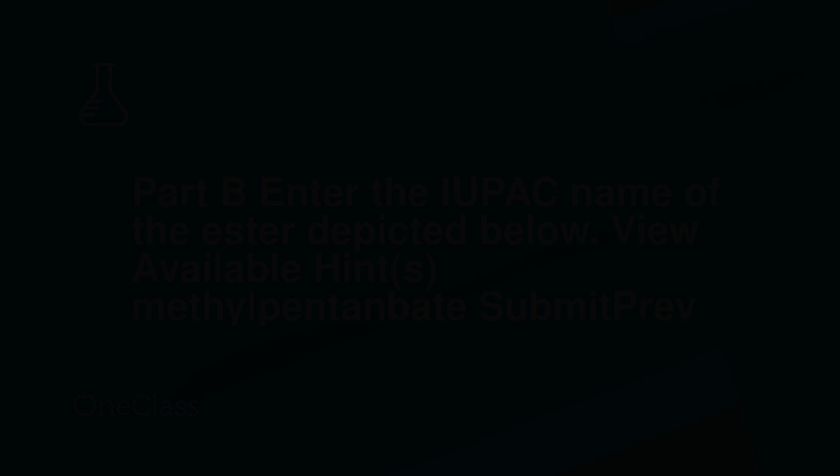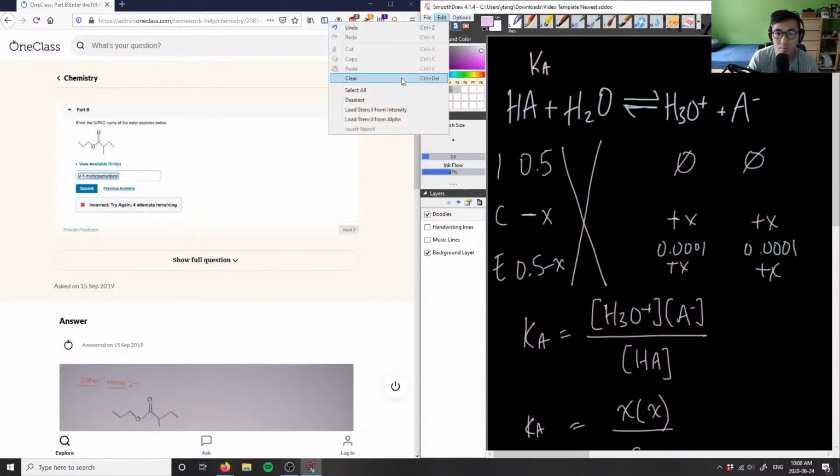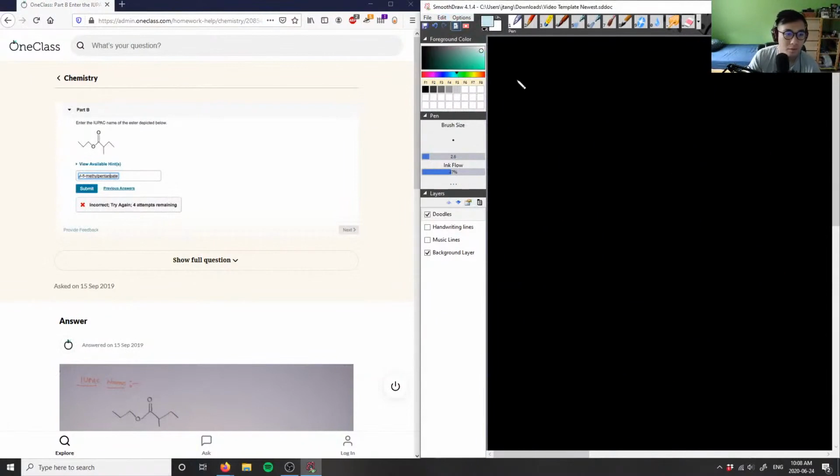All right, let's do number 2. This is number 1. Number 2 is asking: enter the IUPAC name of the ester depicted below. So I'm going to redraw this ester for us here. Okay, it's asking us what is the IUPAC name of this guy here.